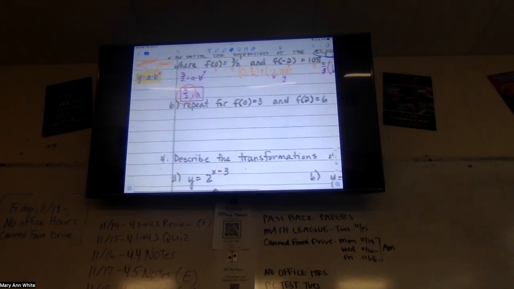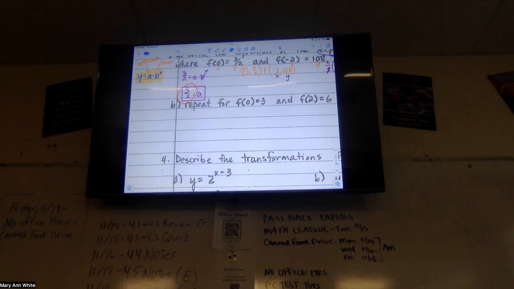The next problem is just like the one we ended with last class, so we're going to do this one together. Remember, we've got our coordinate points. 0, 3 is my first coordinate point. f of 0 equals 3, that's my first one. My second one is 2, 6. So I've got 0, 3, and 2, 6. Remember, we're still going to use the formula that I have highlighted, y equals a times b to the x. And we're going to plug in for that.